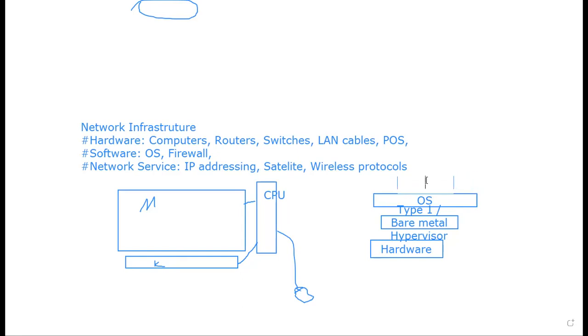You have type 2 hypervisor. All right, so type 2 hypervisor is actually the one that allows you to create multiple virtual machines from your computer. Type 1 hypervisor, or bare metal hypervisor.